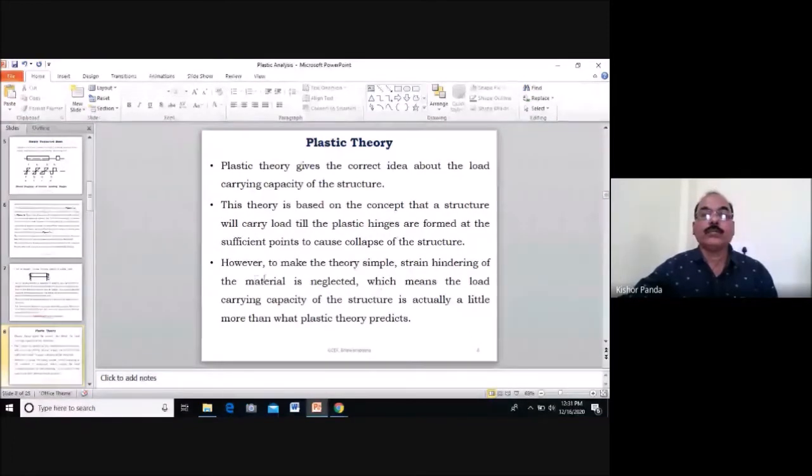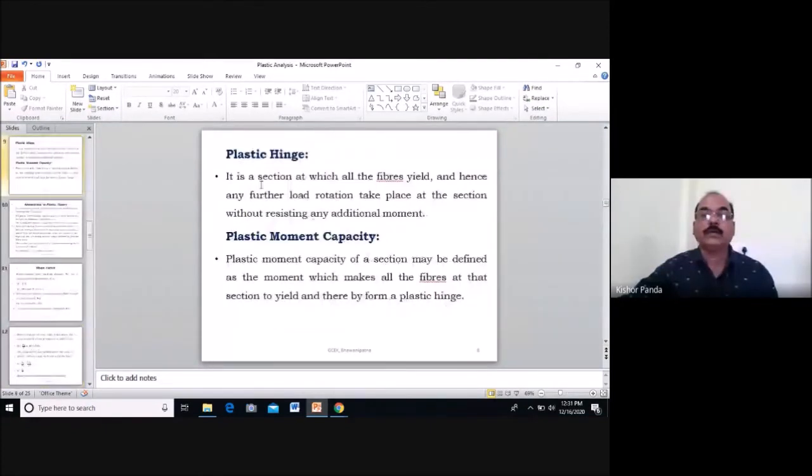What is a plastic hinge? It is a section at which all the fibers yield, and hence any further load causes rotation at the section without resisting any additional moment. This is the plastic hinge. After yielding of the whole section, the hinge formation takes place, and the rotation of the section takes place without resisting any additional moment. That is called the plastic hinge.